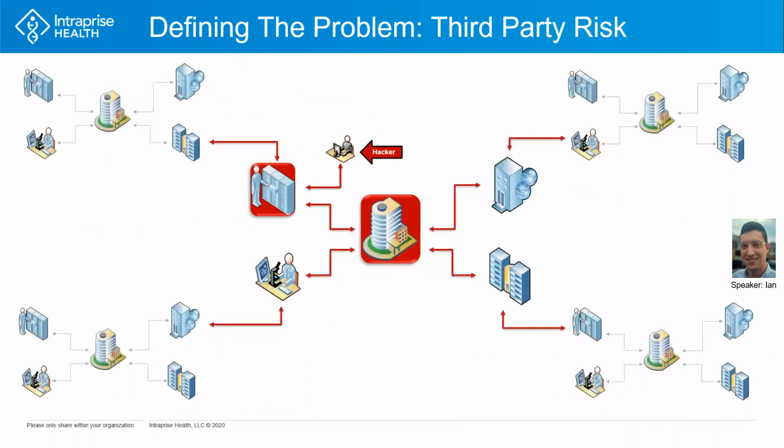Obviously, as we consider the scope that these kinds of networks can grow to, we can see that the impact of a single business associate or third party being impacted can actually proliferate well beyond that business associate itself into our organization, as well as throughout the entirety of the healthcare industry.